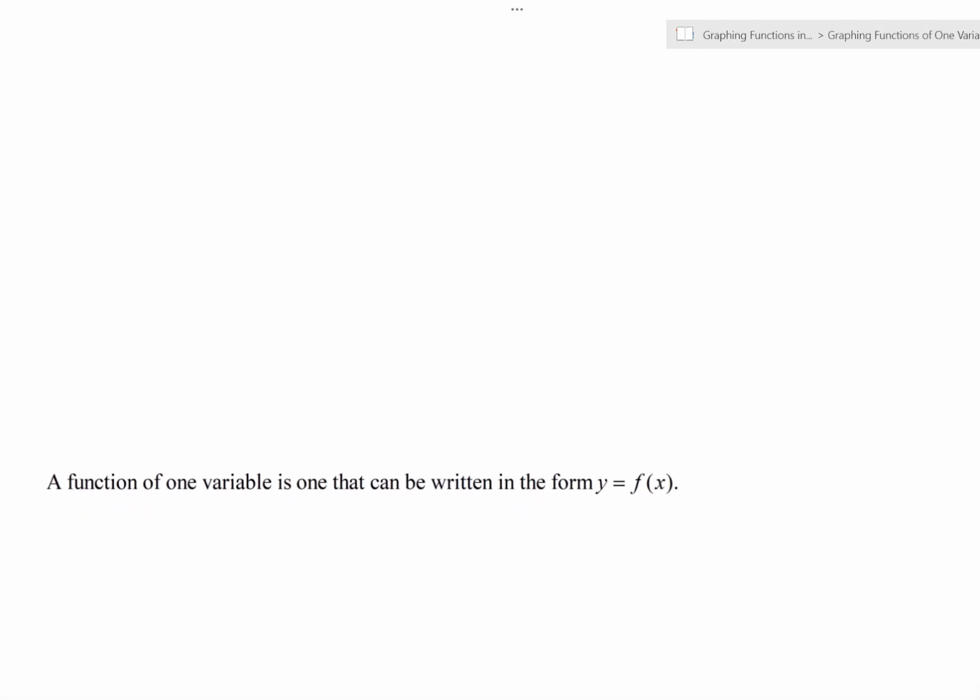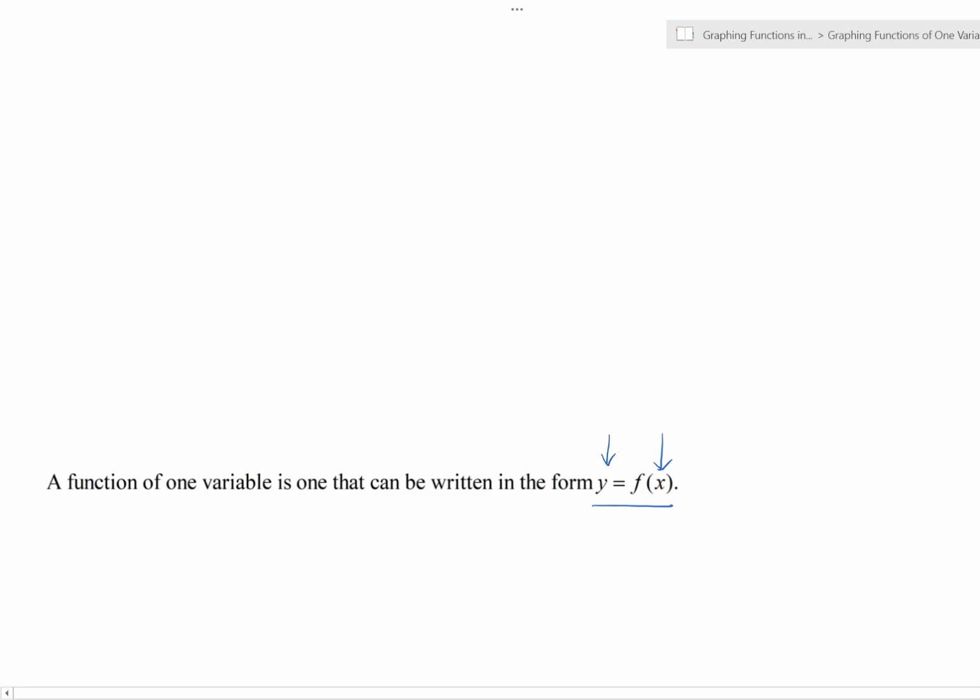First, let's define what a function of one variable actually is. A function of one variable is a function that can be written in the form y equals f of x. Notice there's only one input value, that's x. There's only one output, that's y, the result of applying the rule f to x. Hence, a function of one variable is determined by how many inputs the function has.